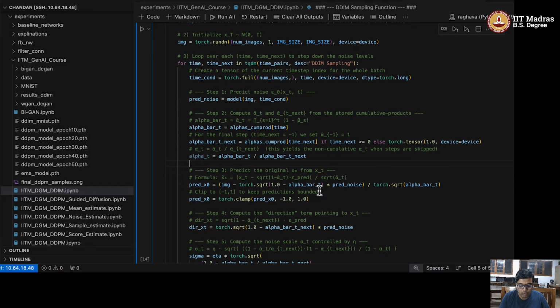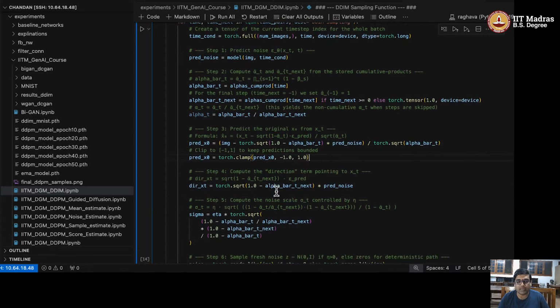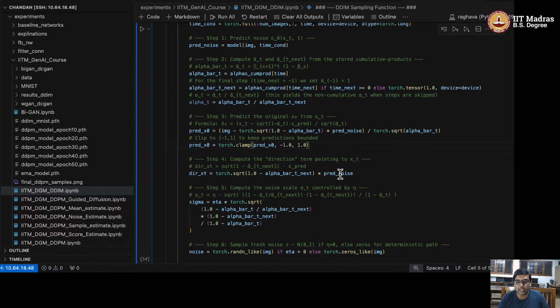Okay, so you have obtained this, which is nothing but the predicted mean. That means that you have got this. Okay, and then you can get this also. Now this is very easy to get. This is a cumulative product. And then this is the predicted noise. Okay, you have got x0 and then you clamp it. Now all those things are the standard procedure. You get the predicted noise into this term, square root of 1 minus alpha bar t.